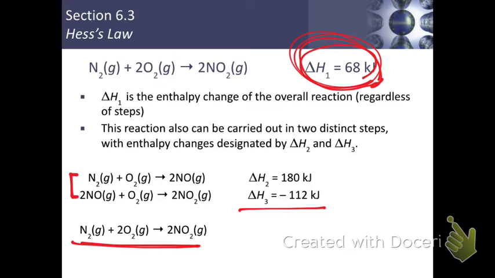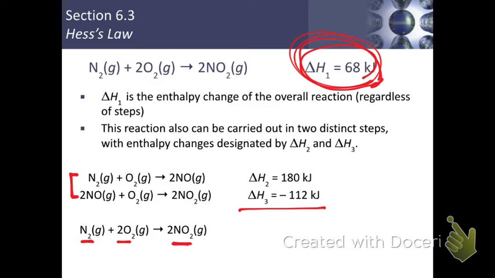I want to look at what items we need as products and what we need as reactants. N2 is a reactant, O2 is a reactant, and NO2 is a product. I want to check my mini reactions to see, first of all, are things on the correct side? Do I have N2 on the left, and do I have NO2 on the right? Yes. So right now I don't have to reverse any of my reactions. We're going to get to some where we've got to switch them around, but right now we don't have to.